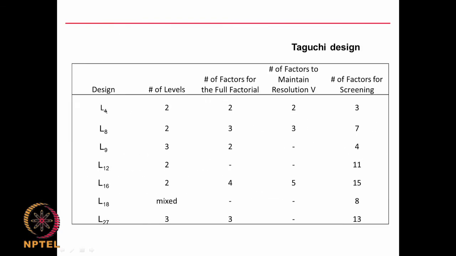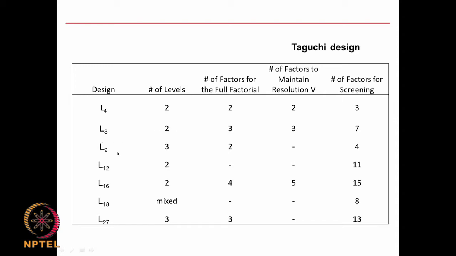So, L4, L8. If I want to do a full factorial design, I can do up to 3 factors. That will become a full factorial design with their interactions, and if I want to look at 7 factors also I can go, it will be almost like a Plackett-Burman.